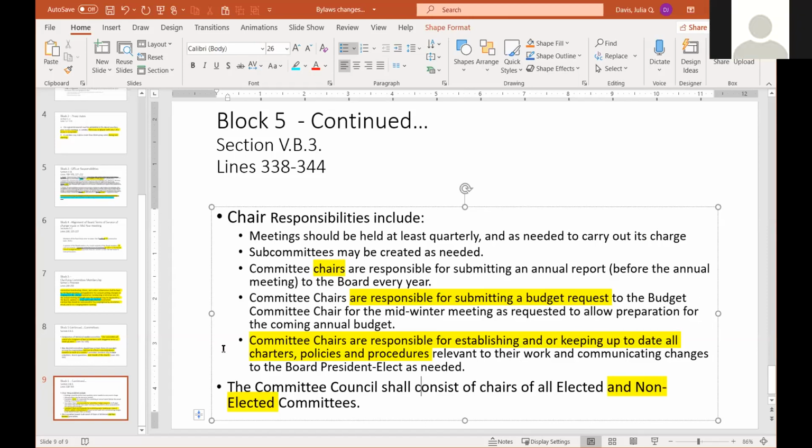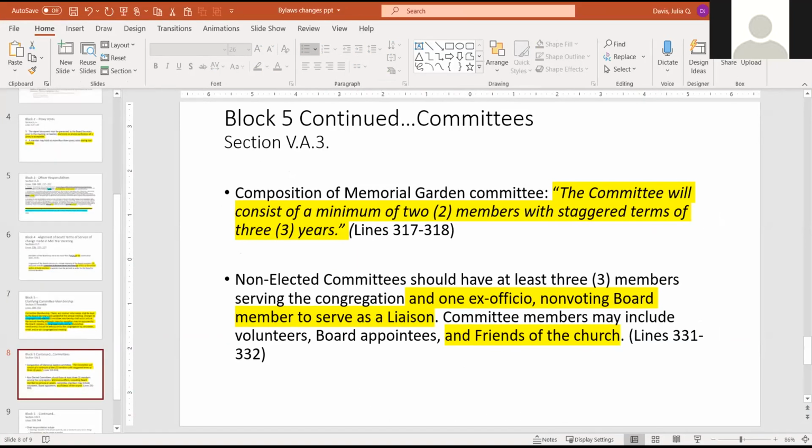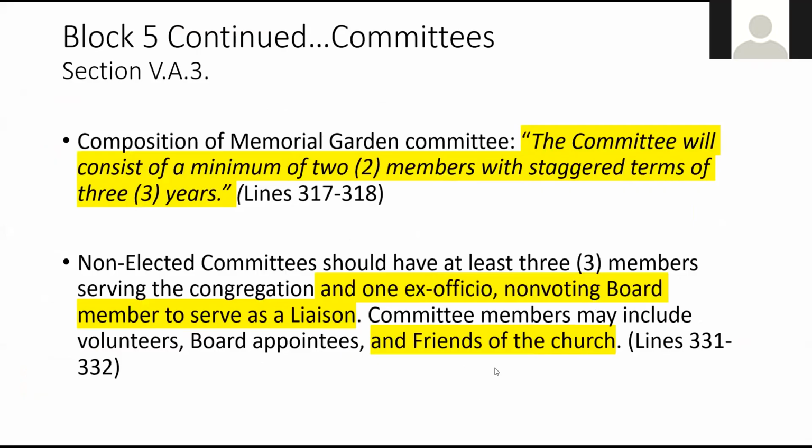Quentin, would you go back to slide 8? Yes. Okay, under non-elected committees. So we're saying that you have 3 members plus 1. Yes.